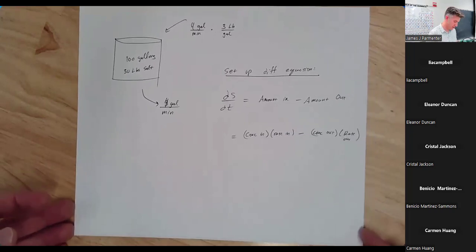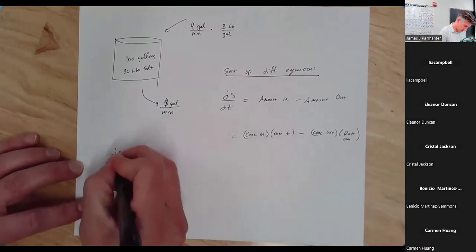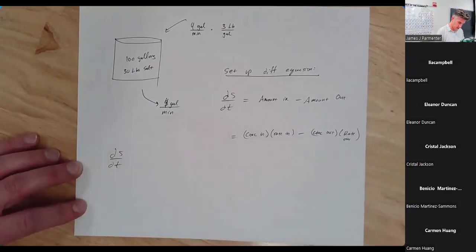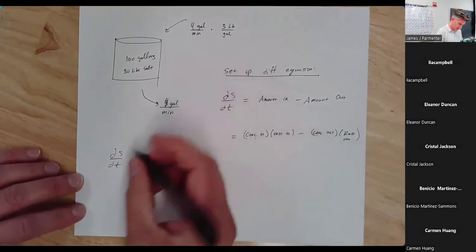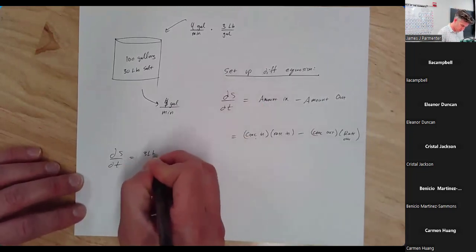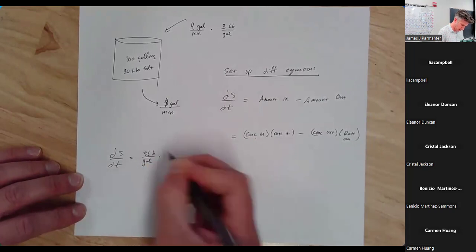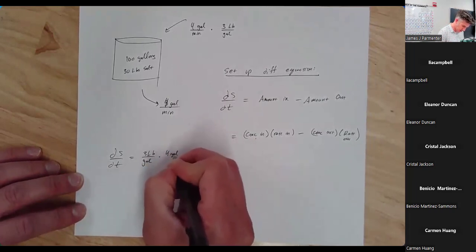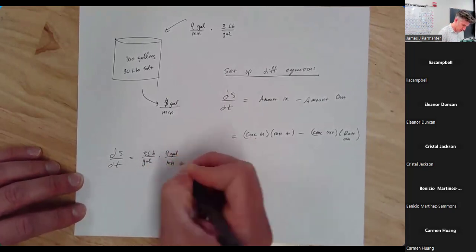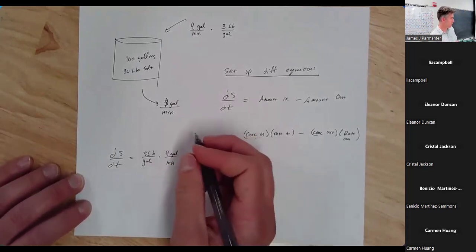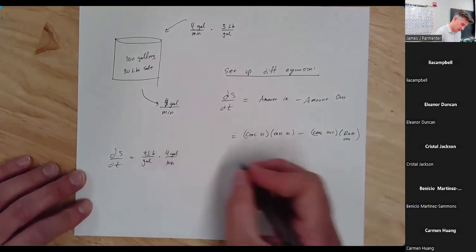Right, times the wasted. So, bless you. dS/dt here, the rate of change of salt. The concentration in is 3 pounds per gallon. The rate going in is 4 gallons per minute. So I'll point out that we have 12 pounds of salt per minute going in, a lot of salt.